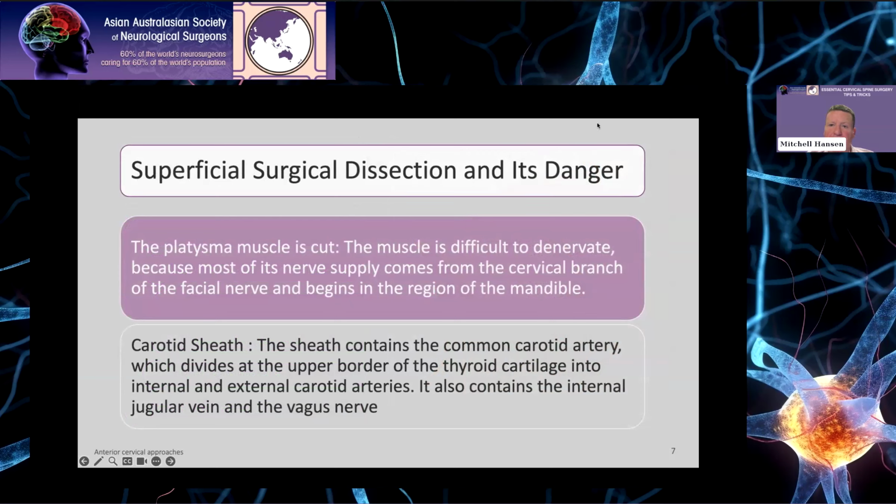The superficial dissection, there's danger at every level that we look at going through. So we just need to be wary of things. The platysma muscle is cut, and I generally use the Bovie diathermy to do this. It's a pretty difficult muscle to denervate because its nerve supply comes from the facial nerve and begins in the region of the mandible. The carotid sheath is obviously something that we need to be aware of, and where it divides at the thyroid cartilage is a good landmark to also be aware of.